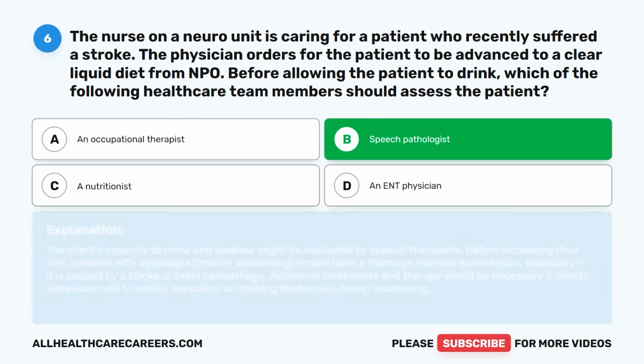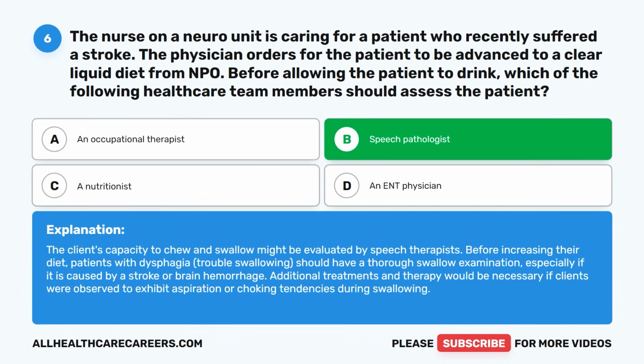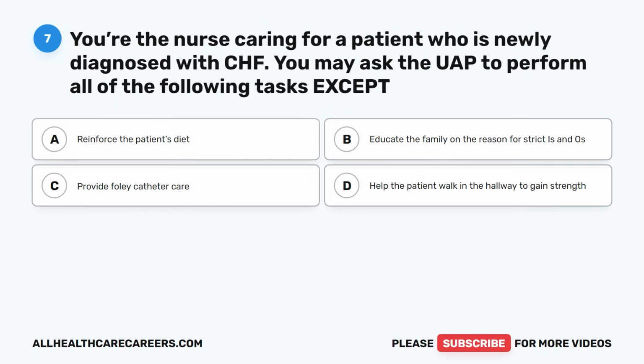Speech pathologist. The client's capacity to chew and swallow might be evaluated by speech therapists. Before increasing their diet, patients with dysphagia, trouble swallowing, should have a thorough swallow examination, especially if it is caused by a stroke or brain hemorrhage. Additional treatments and therapy would be necessary if clients were observed to exhibit aspiration or choking tendencies during swallowing.